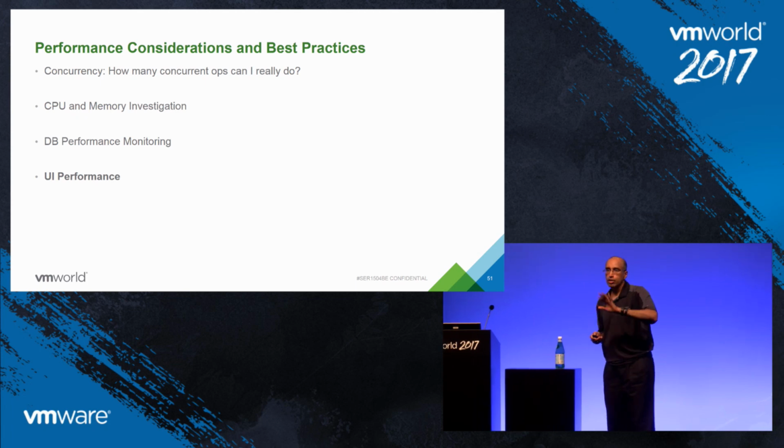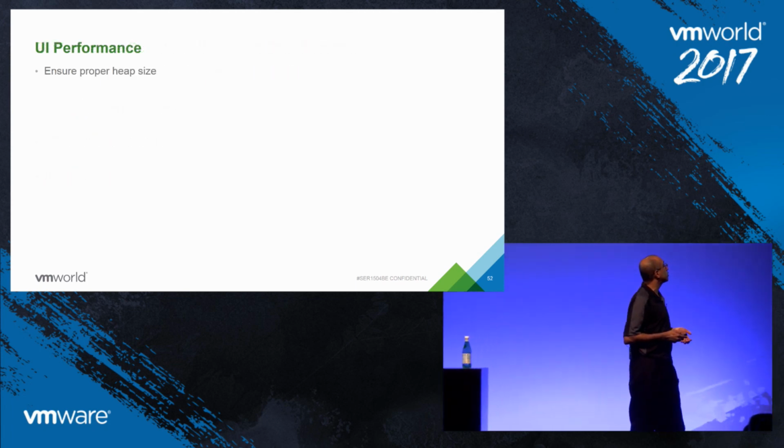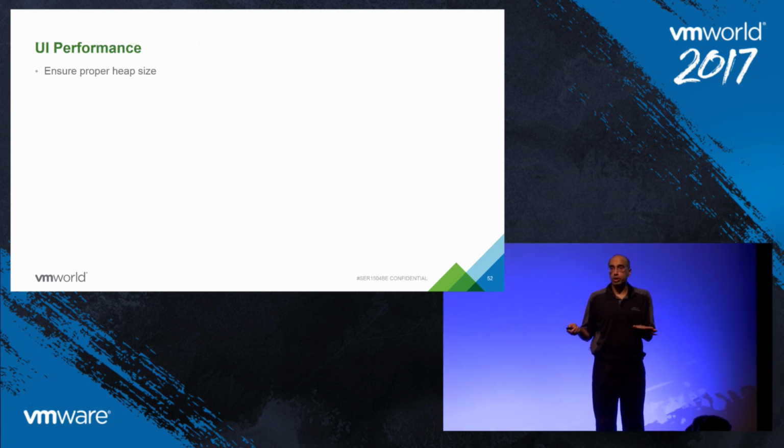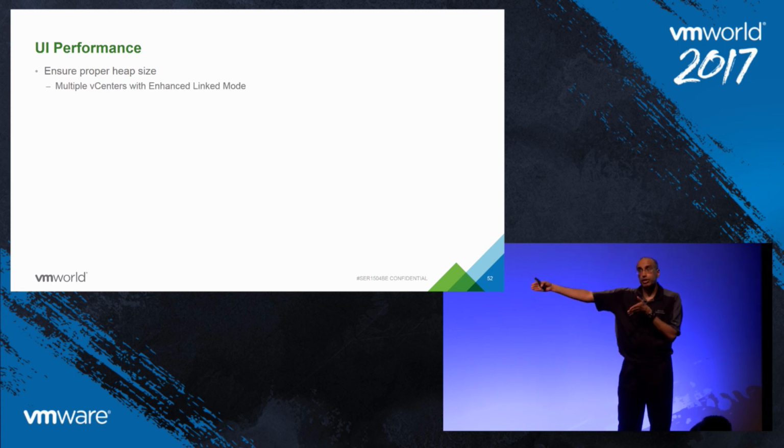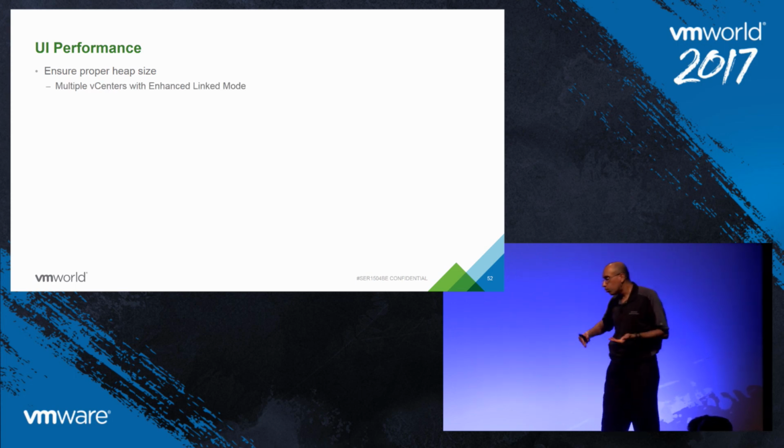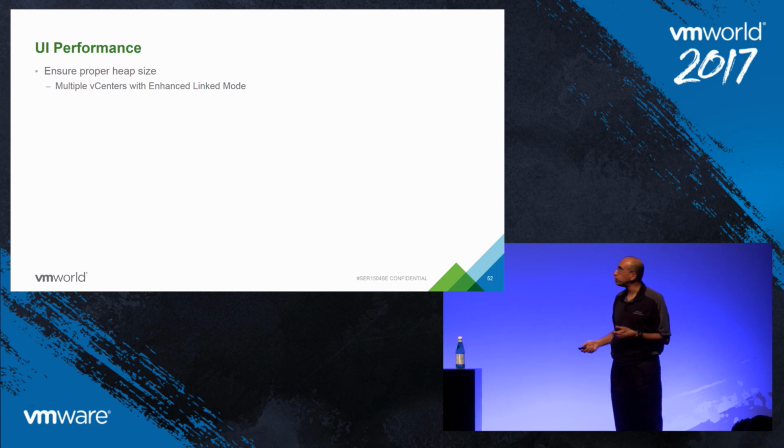Okay, we're almost done. The final thing I wanted to talk about was UI performance. In general, you definitely want to make sure you have the proper heap, because the more vCenters you have, the larger the heap needs to be. The more extensions and plugins you have, the larger the heap needs to be.